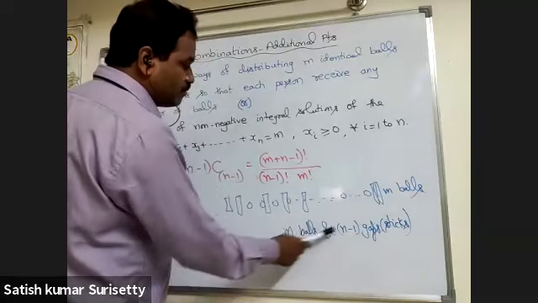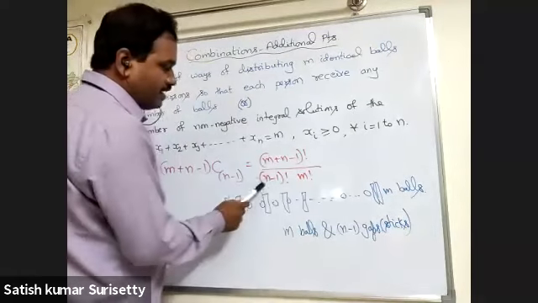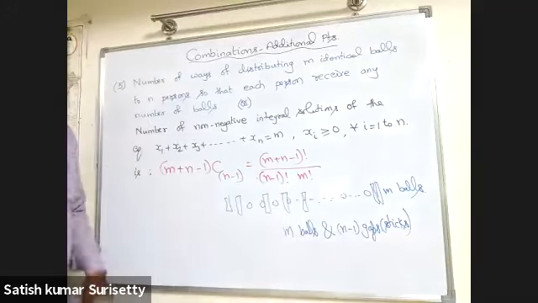That is, m balls are identical and sticks are also identical, n minus 1 gaps. That means an arrangement of this. So the total is m plus n minus 1 factorial upon how many are repeated? That is n minus 1 factorial into m factorial.